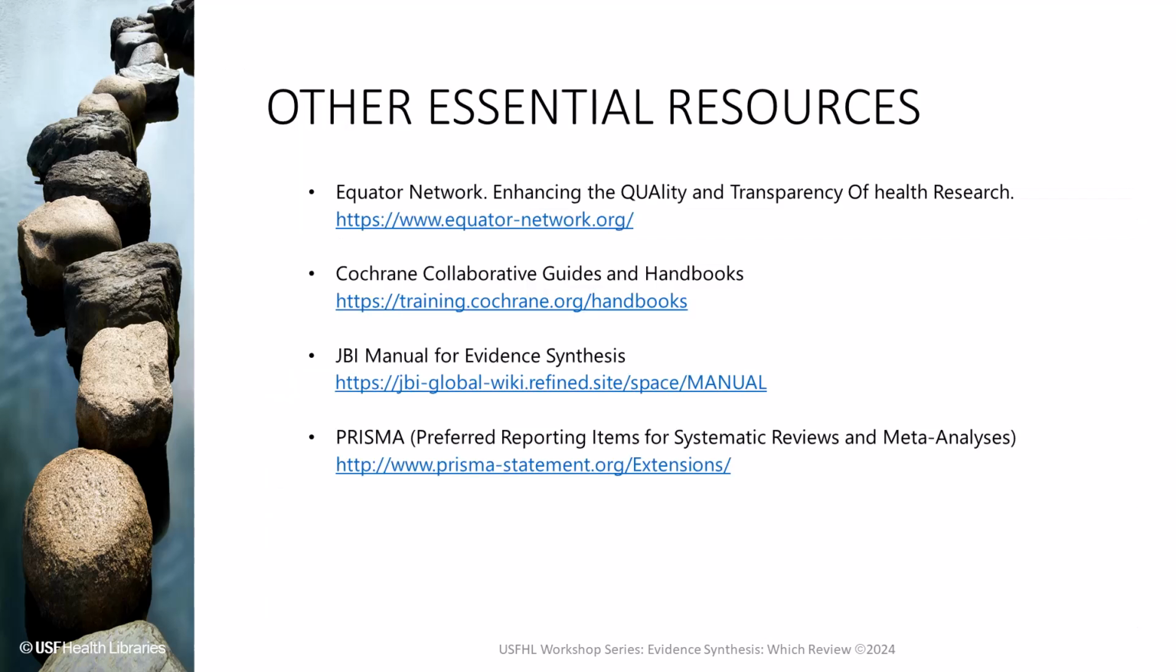In addition to the handbooks of the conduct of reviews listed on this page, the EQUATOR Network is an invaluable resource. It carries the reporting guidelines for many types of study designs which are used by health sciences journals. It also carries the PRISMA protocols for reporting systematic and scoping reviews. The PRISMA Rapid Review protocol is still under development.